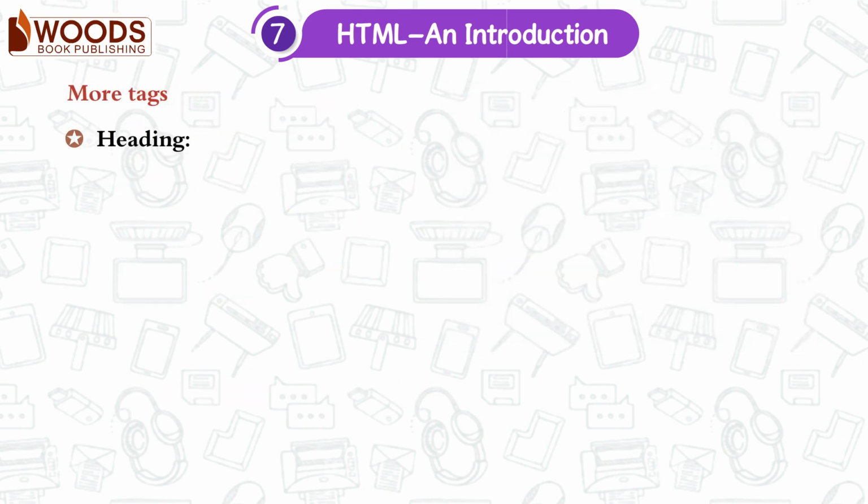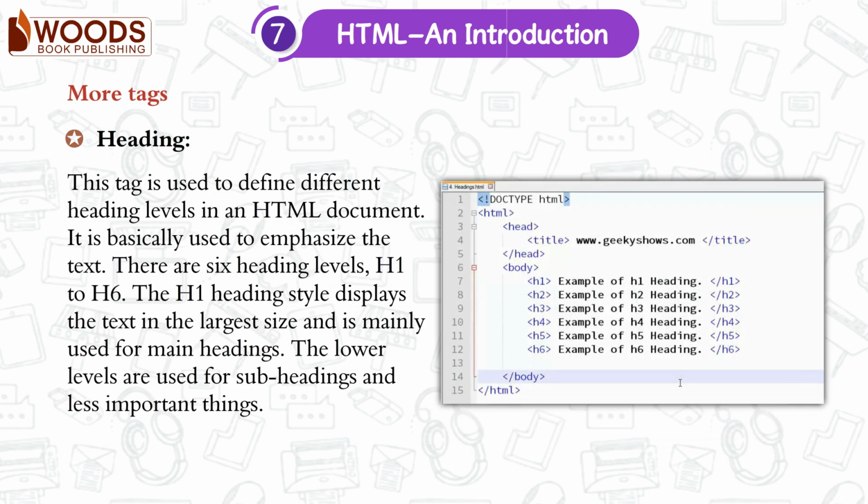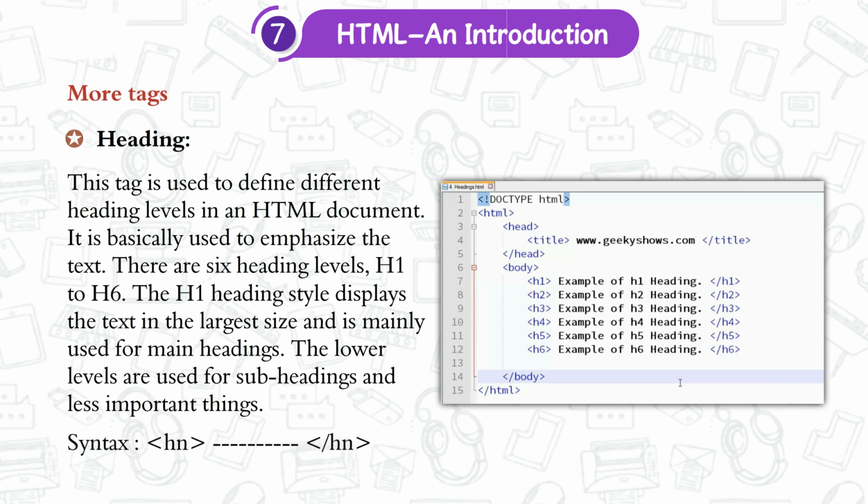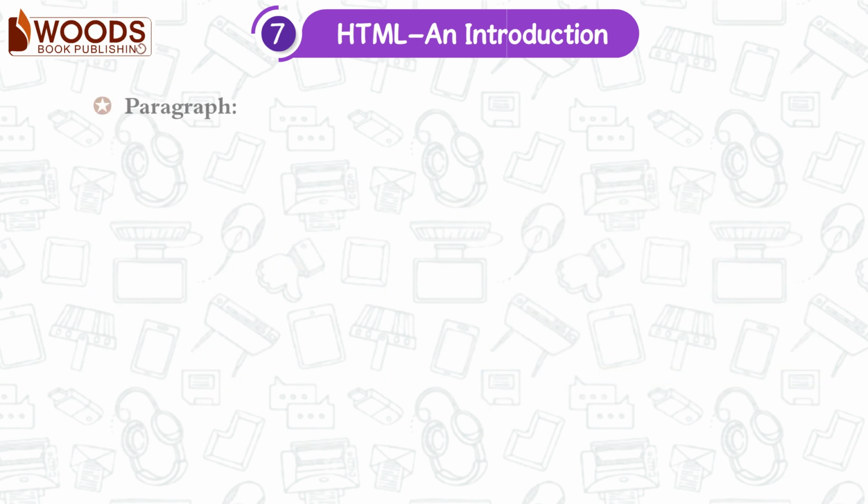More tags. Heading. This tag is used to define different heading levels in an HTML document. It is basically used to emphasize the text. There are 6 heading levels, H1 to H6. The H1 heading style displays the text in the largest size and is mainly used for main headings. The lower levels are used for subheadings and less important things. Syntax: <Hn>, </Hn>.